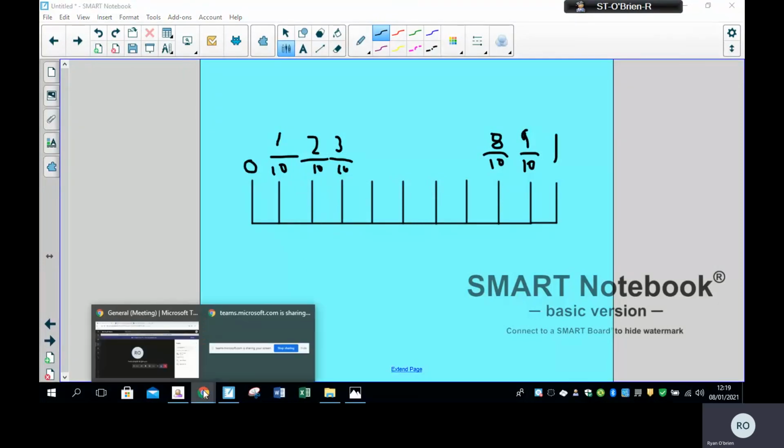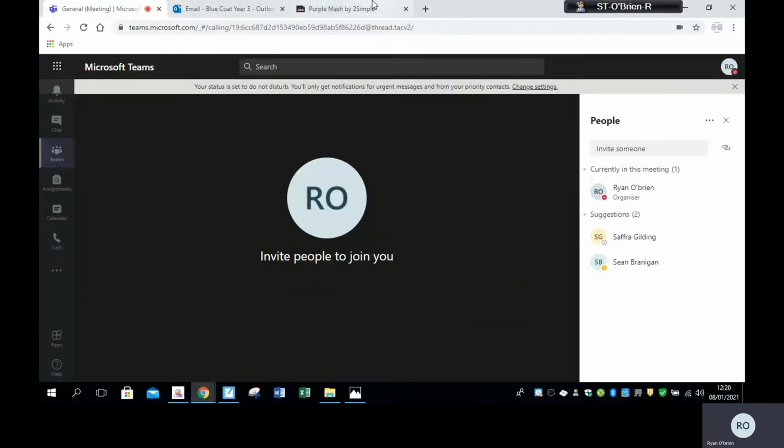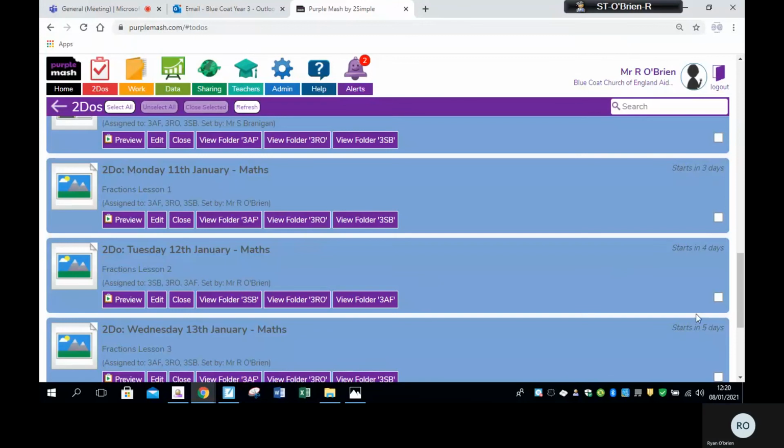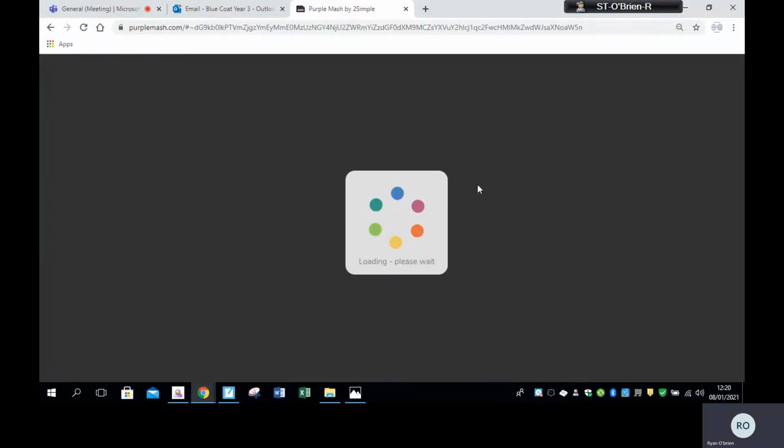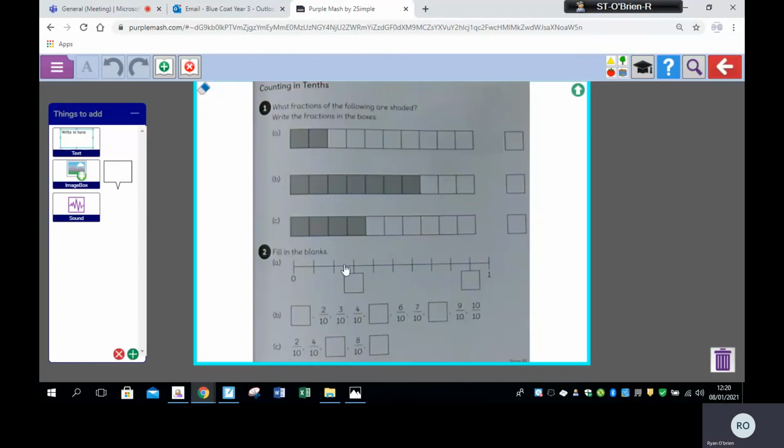Okay, so you will open up your Purple Mash. Yours obviously looks a bit different to me. You'll find to do Monday the 11th of January maths. You click open. You don't click preview. Okay, so you'll click open to do it. Okay, and it loads up and it looks like this. Okay, so it looks like the maths work that we do in our maths books.